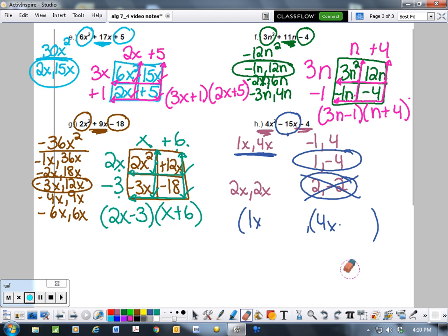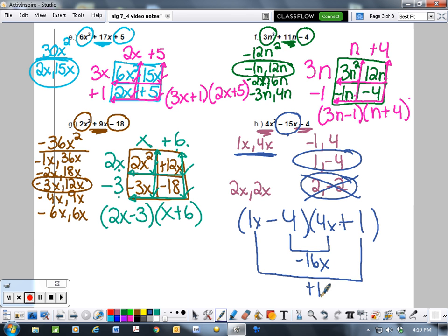So now I'm going to flip them around. So this negative 4, this is a positive 1, and now we're going to check. So negative 16x, positive 1x. That does add up to give me negative 15x, so this means this is my answer. And that's how the guess and check method works.